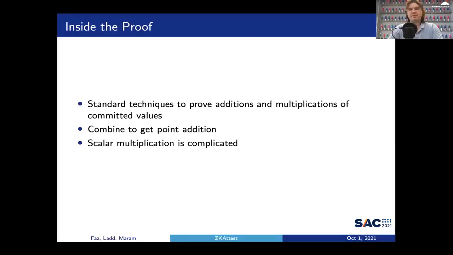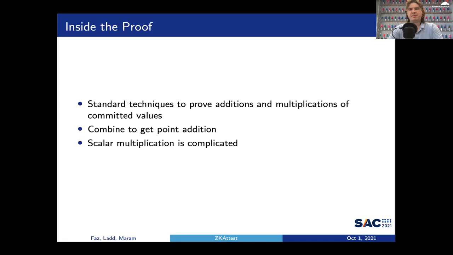Good morning. My colleague has introduced ZKAttest and has discussed some of the properties of the scheme and its motivation. I will be discussing the internals of the proof techniques and some of the applications. We start by recalling standard techniques to prove that committed values are sums and products of other committed values for Pedersen commitments. This is the work of Camenisch and Stadler and consists of proving linear relations amongst discrete logarithms.